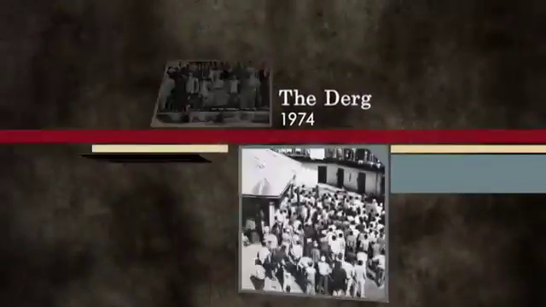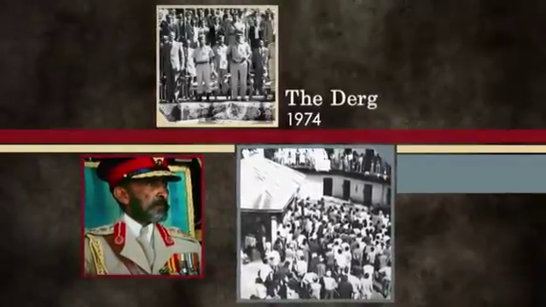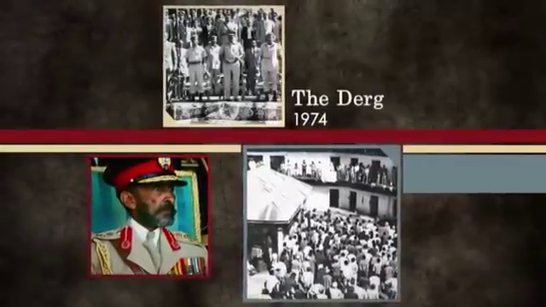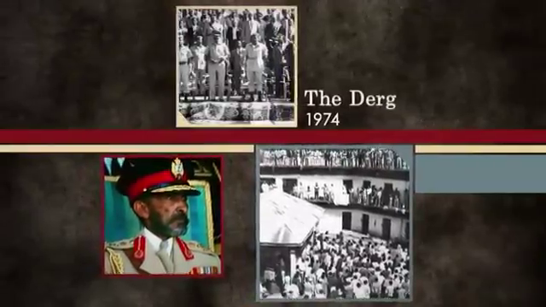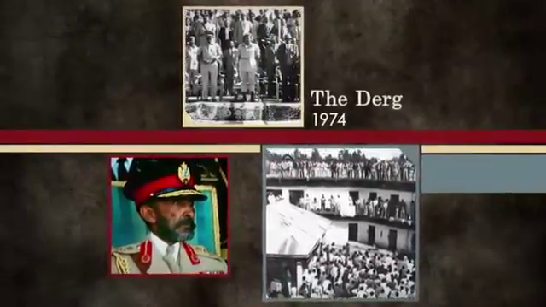The Derg is the short name for the military council that took power in Ethiopia after the fall of Emperor Haile Selassie. To impose its will, the communist Derg executed and imprisoned tens of thousands of opponents without trial.